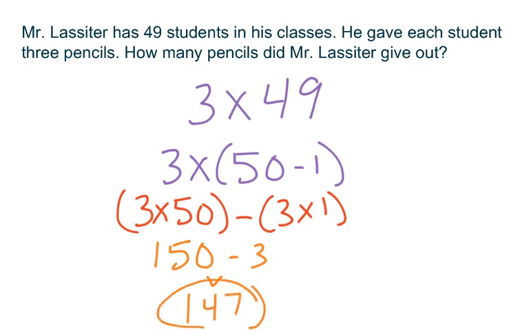You could solve this problem using the area model or expanded form or partial products, and you would also get 147 pencils as how many pencils Mr. Lassiter gave out. Okay, that's our lesson for today.